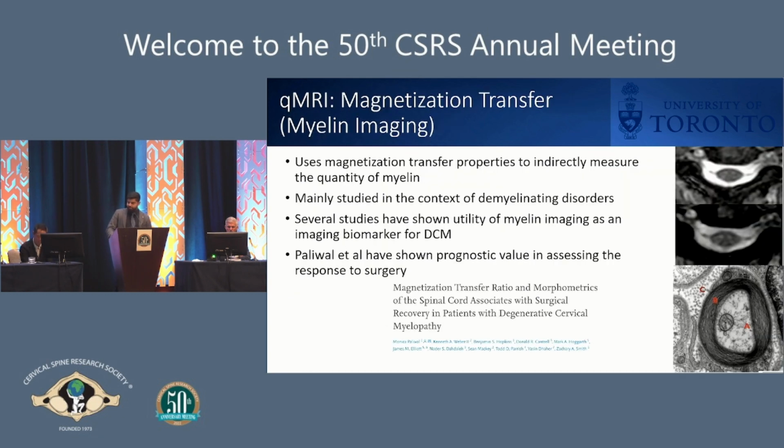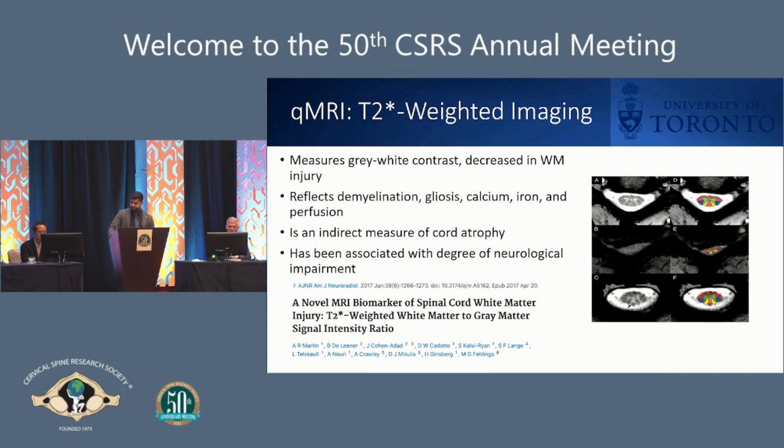The next approach I will discuss is myelin imaging. With this approach, the magnetization transfer properties of the tissue are used to indirectly measure myelin integrity. This has mainly been used for MS research or demyelinating disorders, but several studies have shown utility of myelin imaging as a biomarker for DCM. I have cited a paper here by Palawal, which showed the ability of myelin imaging to prognosticate neurological recovery after surgery for DCM.